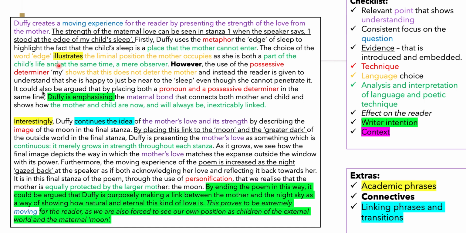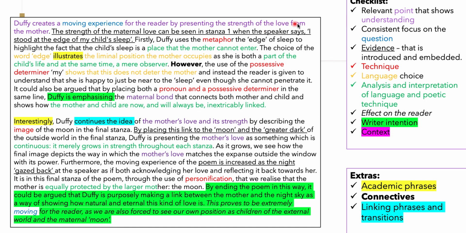It's still part of this point, but now I'm moving in a different direction, so I want it to be a different paragraph. But in doing that, you want to show the examiner that you are continuing an idea rather than starting a new one. So I've got this transitional phrase here. So interestingly, Duffy continues the idea of the mother's love and its strength.